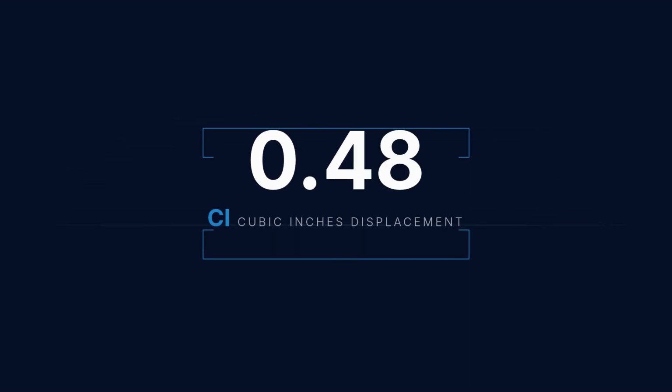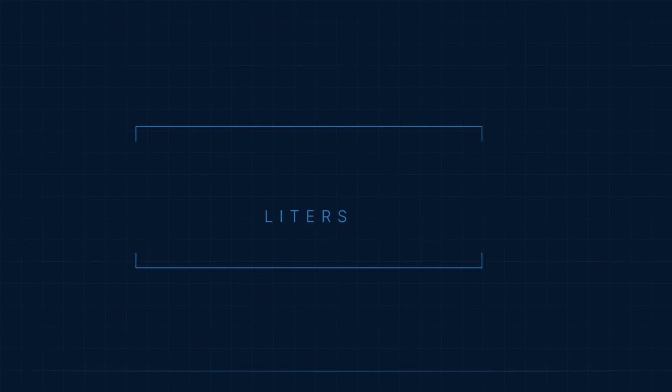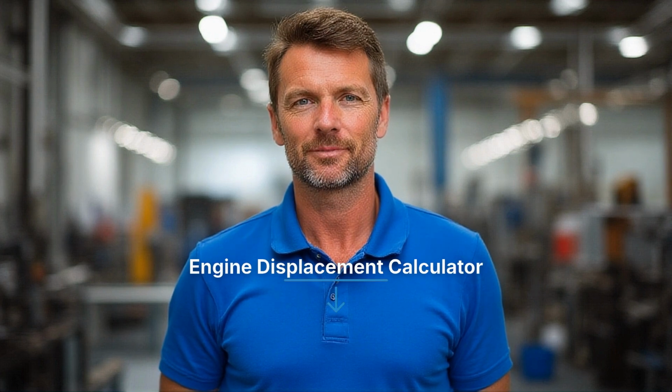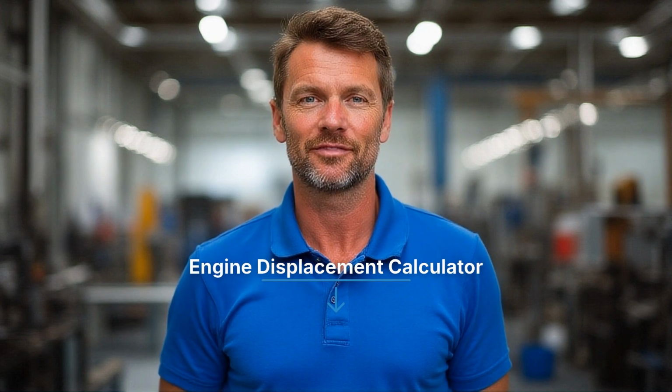The displacement in cubic inches displays 0.48 ci for those using imperial measurements. The displacement in liters reads 0.01 L, useful for larger engines. These 3 outputs give you the same displacement value in different units, allowing you to work with whichever measurement system your project requires. This calculator simplifies engine displacement calculations for any cylinder configuration.